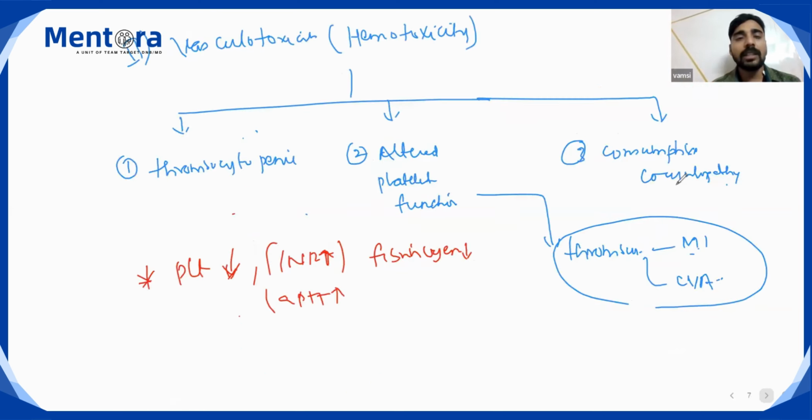Right. The second thing is vasculotoxicity or hemotoxicity. So what is it doing to the blood system? Mainly it causes destruction of platelets, producing thrombocytopenia, or it alters the function of the platelets, leading to platelet aggregation and thrombus.